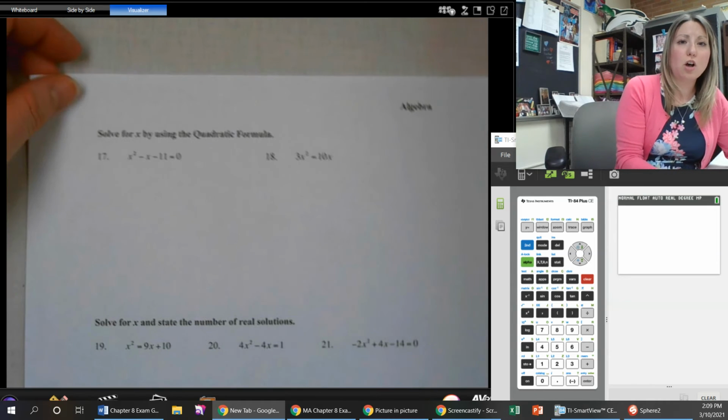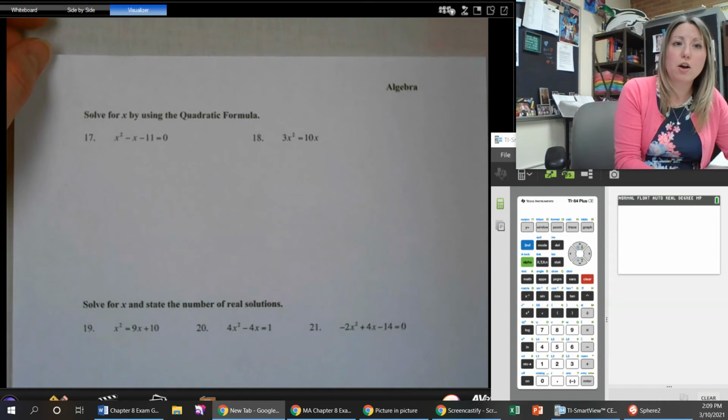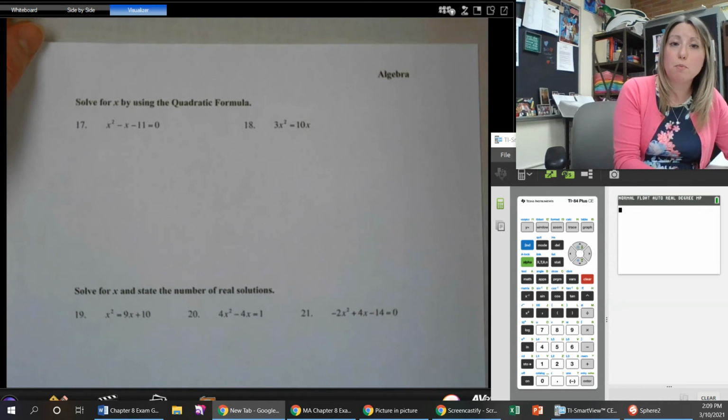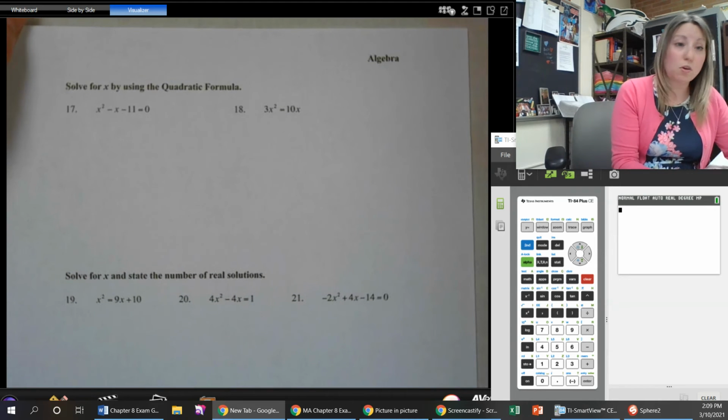And now let's solve our quadratic equation using the quadratic formula. I am going to do number 18. I'm going to leave you number 17.